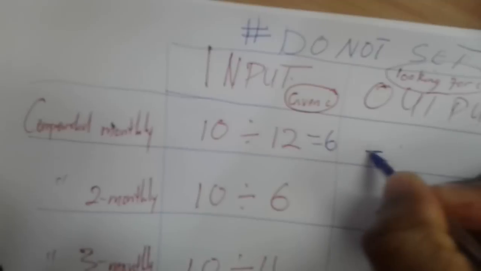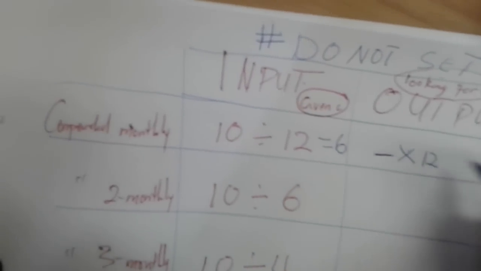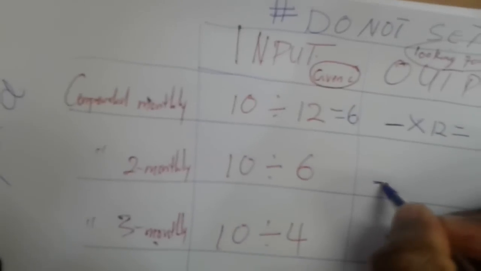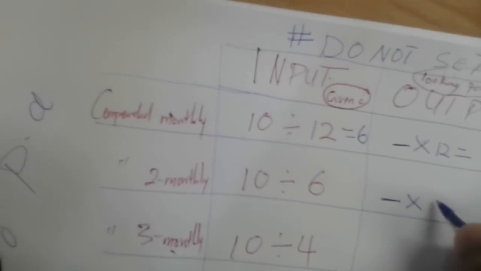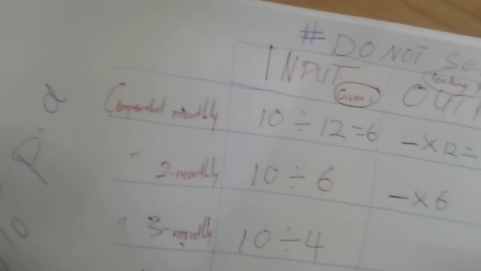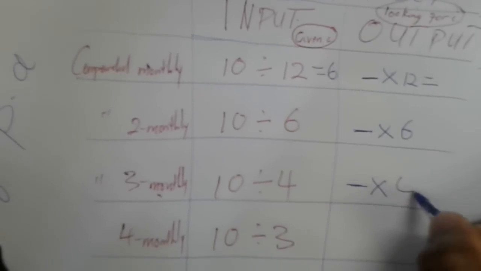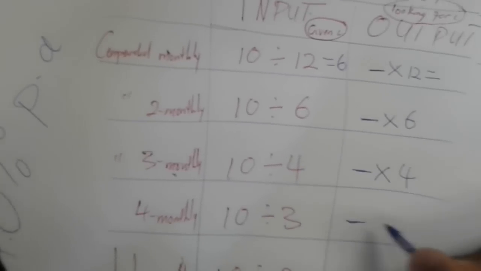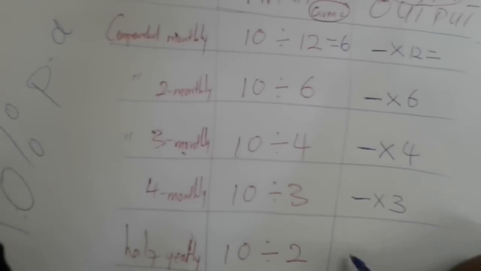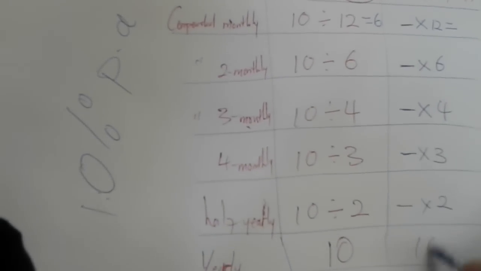Whatever answer you get, you multiply it by 12. Whatever answer you get, you multiply it by 6. Whatever answer you get, you multiply it by 4. Whatever answer you get, you multiply it by 3. Whatever answer you get, multiply it by 2. Here, there's no need. You just take it as it is. Your answer is final as is. It will give you 10.